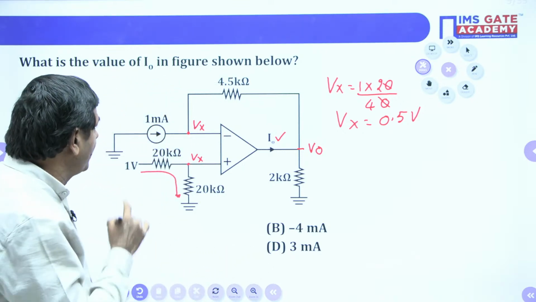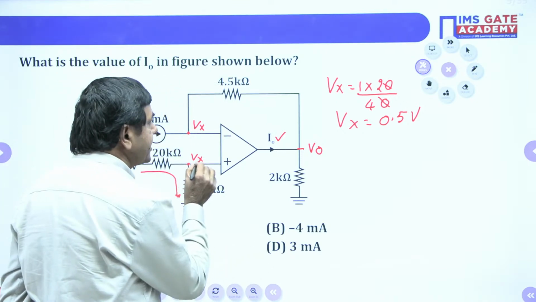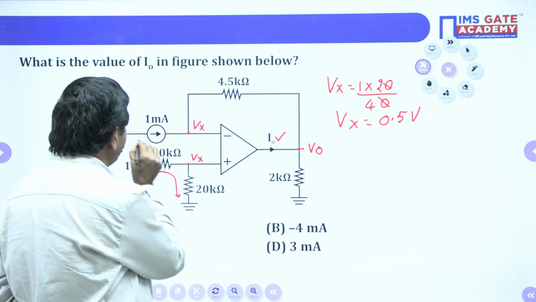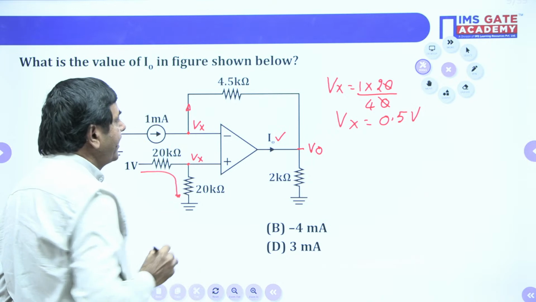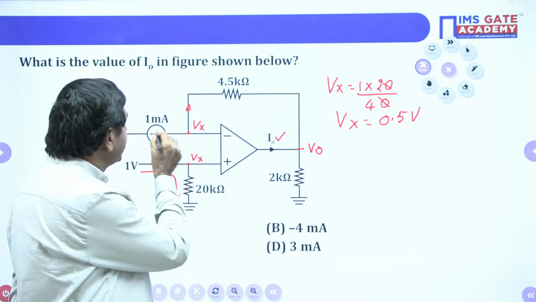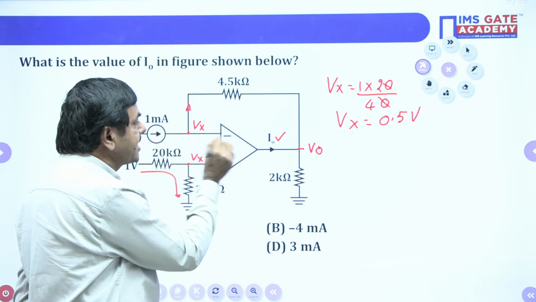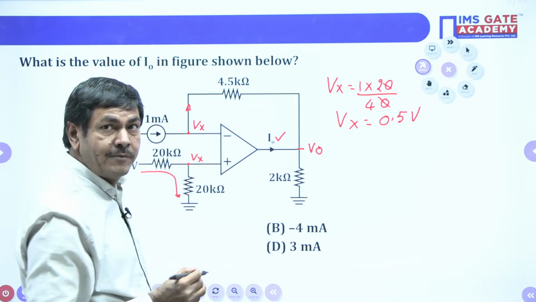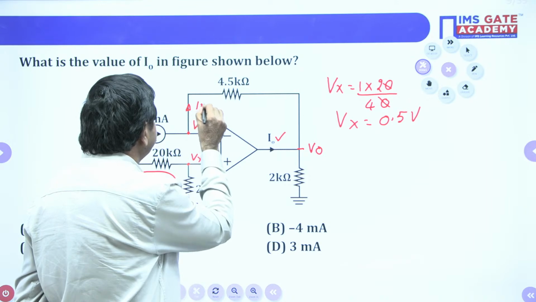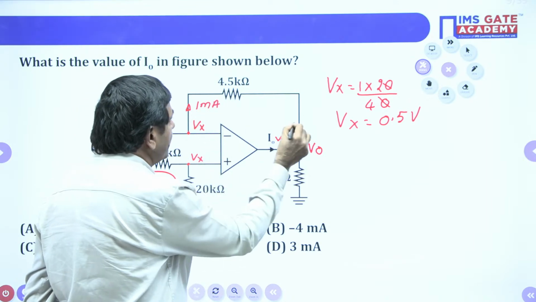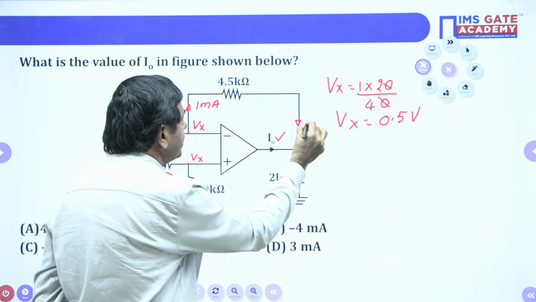How, sir? If Vx is 0.5, this is also 0. Current is passing this side and diverting to this side. Can you say what amount of current is passing this side? The same 1 milliampere. It doesn't flow this side because the input impedance of the operational amplifier is infinity, I said already. So this current is also the same 1 milliampere. Even here, this current is the same 1 milliampere only.